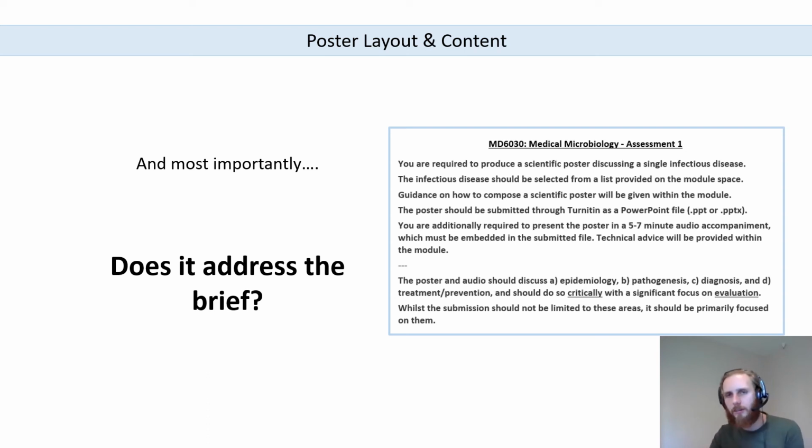Maybe it has a section missing, maybe it doesn't have a valuation, maybe the topic changes slightly, so they originally picked an infectious disease from the list, but then it morphs and they start talking about a slightly different disease. These are things that can happen, and I've certainly seen students miss sections that were asked to be present in the brief. So I've seen students miss things like epidemiology or pathogenesis completely off the poster.